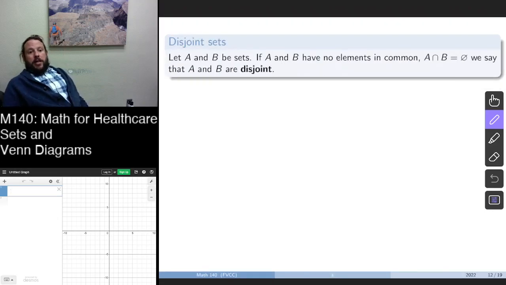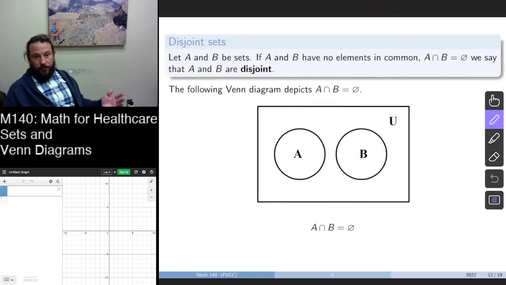If A and B are sets that have no elements in common, that means their intersection is empty. A intersect B is the empty set. We say that A and B are disjoint, and that's kind of boring. Here's the picture.